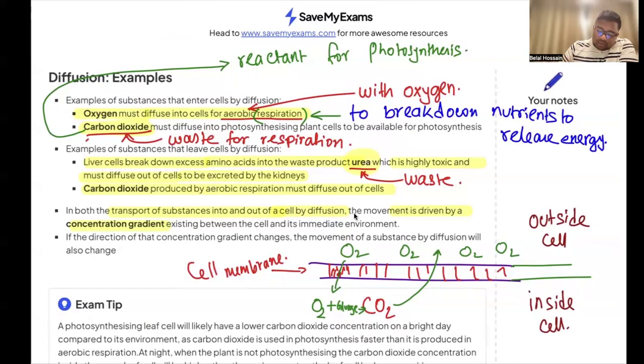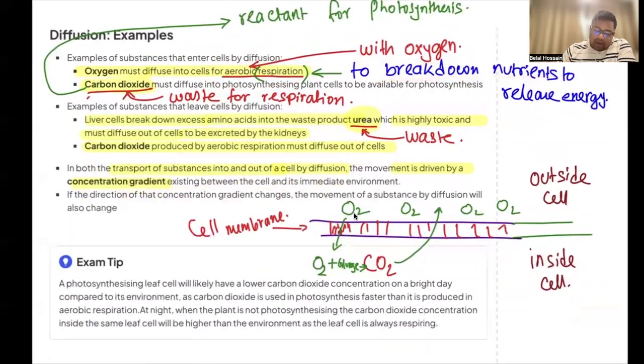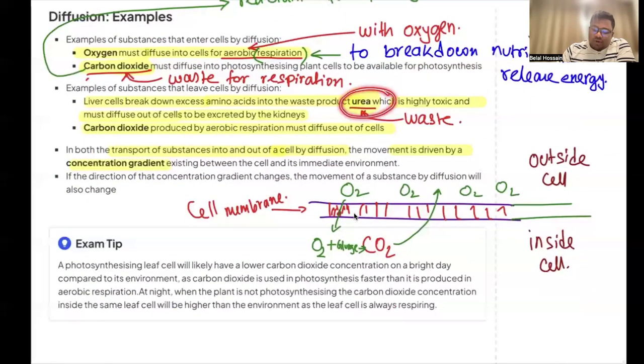So here is the thing. We talked about oxygen and carbon dioxide. They move into the cell and leave the cell by diffusion. We talked about the fact that CO2 is a reactant for photosynthesis, but when it comes to respiration, it is a waste. And aerobic respiration means to break down nutrient to release energy using oxygen. And our liver also produces waste products such as urea, which we need to get rid of. All of our body cells produce carbon dioxide.